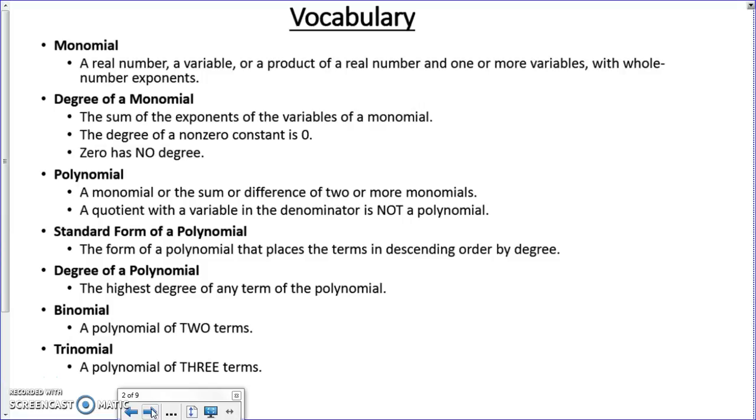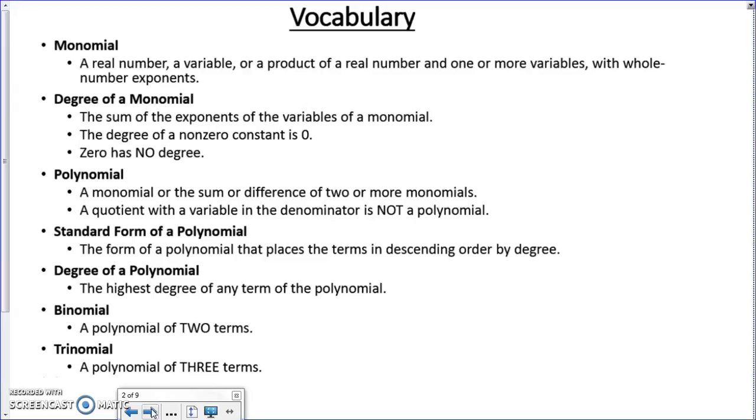Vocabulary. A monomial is a real number, a variable, or a product of a real number and one or more variables with whole number exponents. Degree of a monomial is the sum of the exponents of the variables of a monomial. The degree of a non-zero constant is 0. The number 0 has no degree.